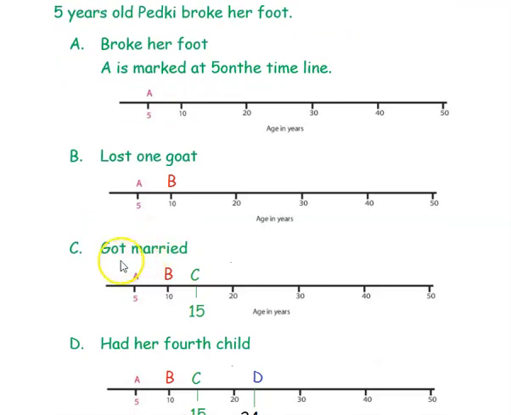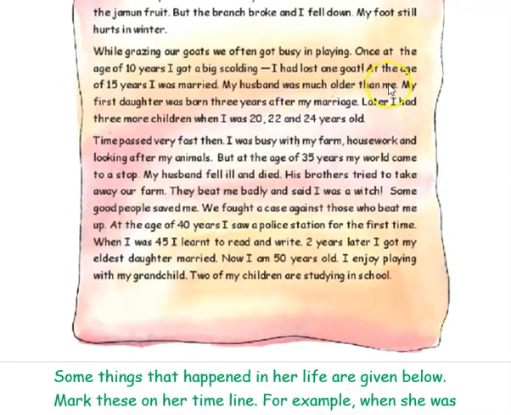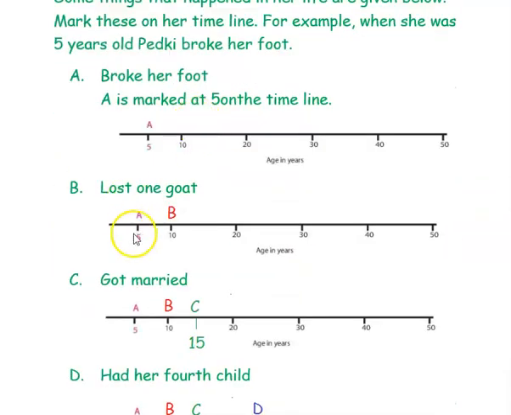Then the C given is got married. If you read her story, at the age of 15 years, I was married. So she was married at the age of 15 years. So 15 lies between 10 and 20. So in between 10 and 20, you have to mark it as C.